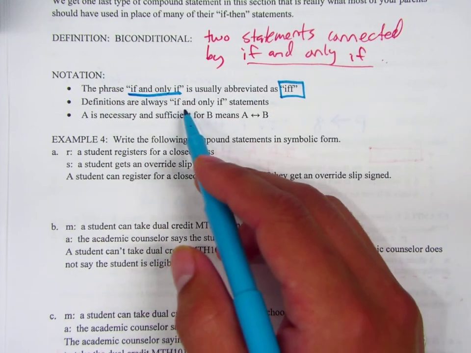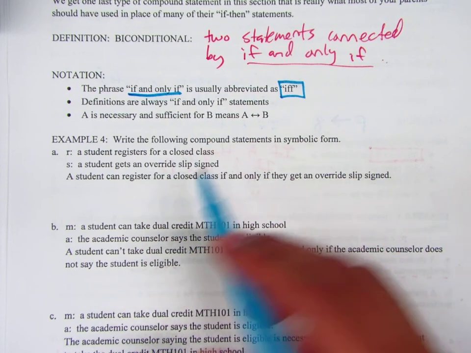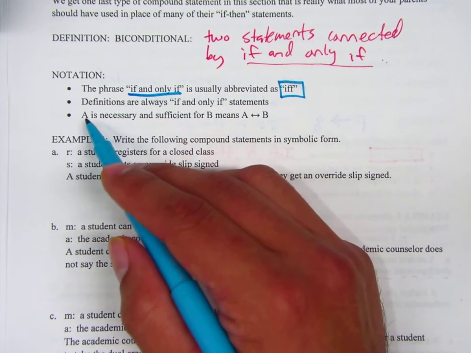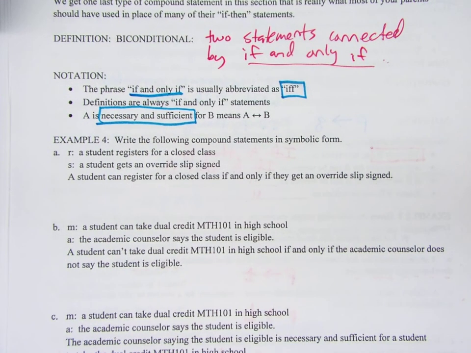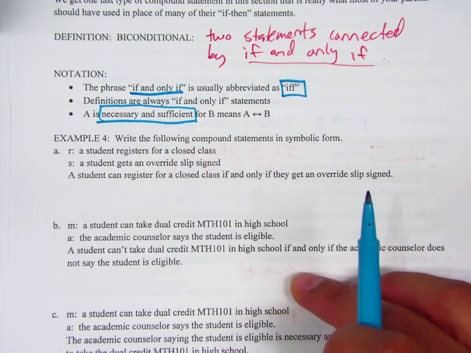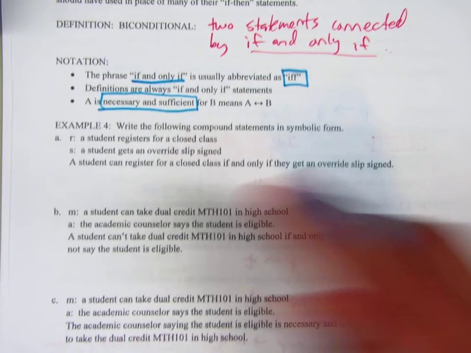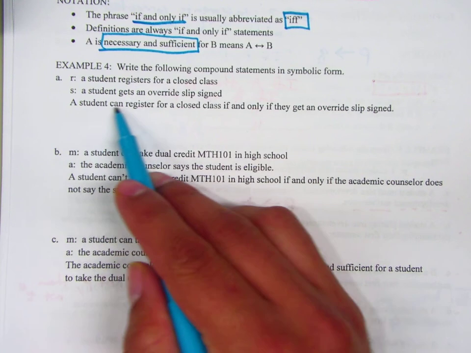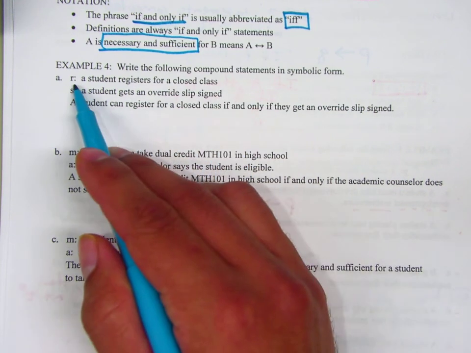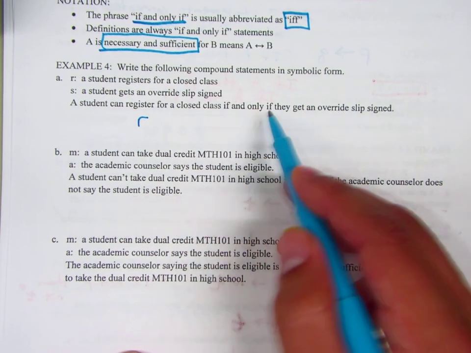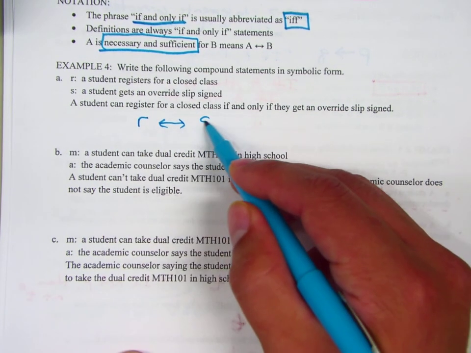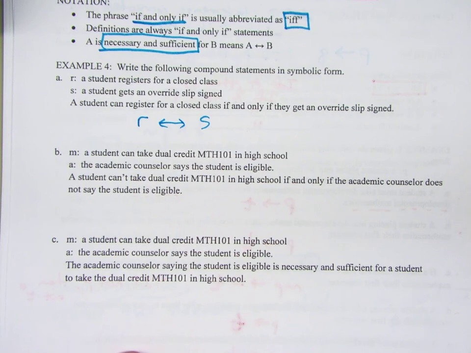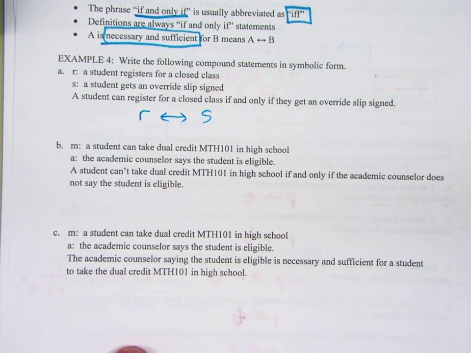Okay? Definitions are always if and only if statements. Okay? That's pretty important. And then also, just another way to say if and only if, you can say is necessary and sufficient, and it means the same thing. Okay? So I'll just kind of do these quickly. In example 4, we have a student can register for a closed class. That translates to R, if and only if they get an override. That's S. Okay. Pretty straightforward, yes?